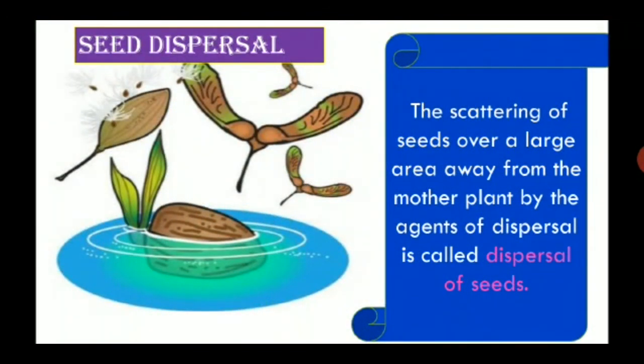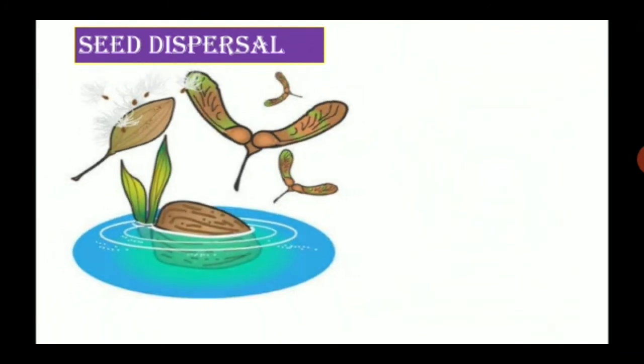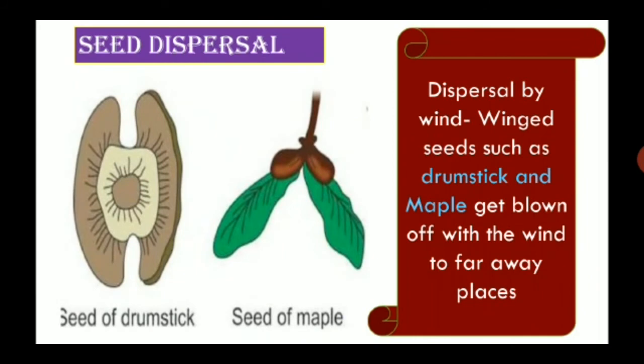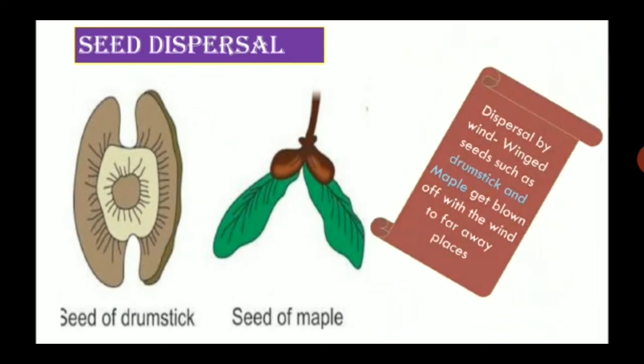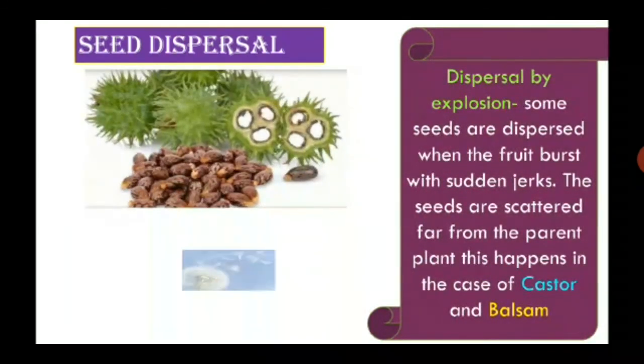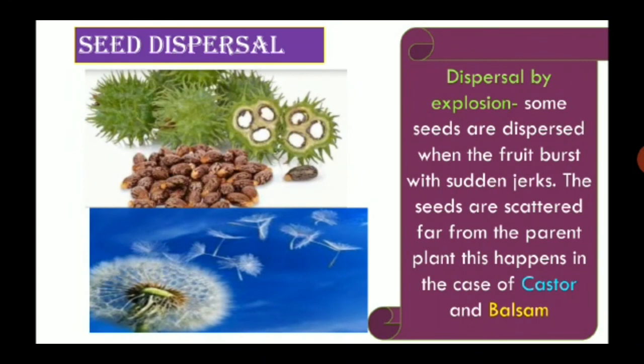Now let us discuss about seed dispersal. The scattering of seeds over a large area away from the mother plant by the agents of dispersal is called dispersal of seed. Now let us discuss about different agents of dispersal. Dispersal by wind: winged seeds such as drumstick and maple get blown off with the wind to far away places. Dispersal by explosion: some seeds are dispersed when the fruit bursts with sudden jerk. The seeds are scattered far from the parent plant. This happens in the case of castor and balsam.